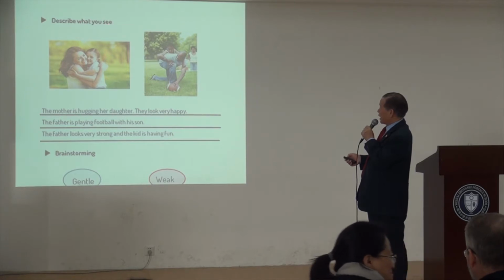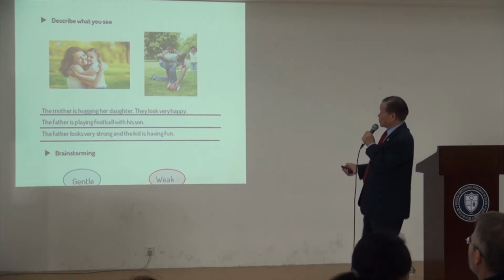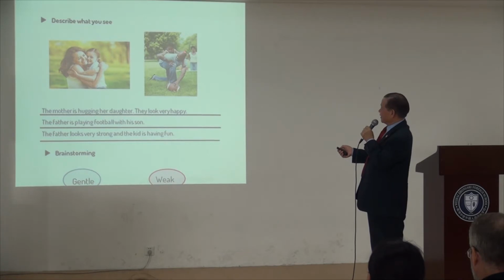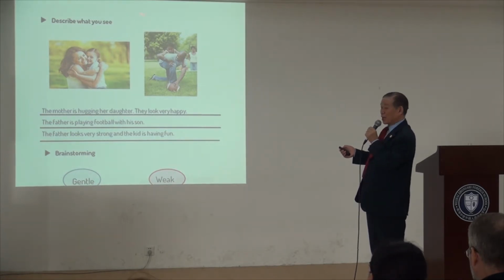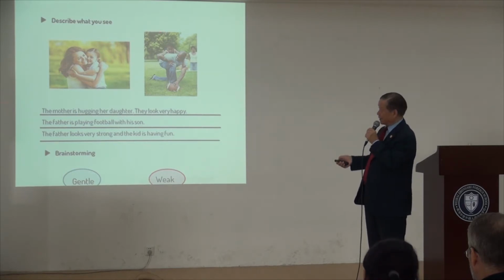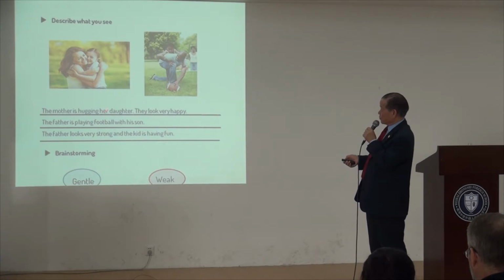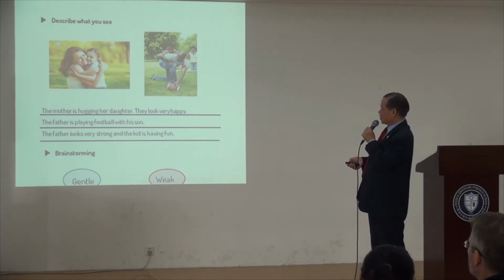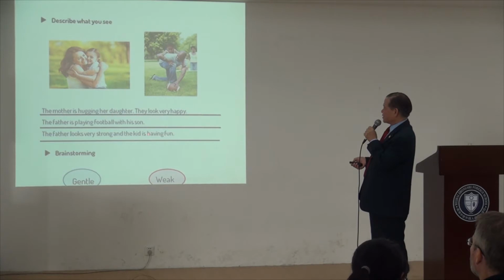Describe what you see at first step. As the pictures suggest, how about these things? Two pictures like that. The topic of this is moms are the best parent. We showed two pictures like that. Compare them. For example, I can describe like this: the mother is hugging her daughter. They look very happy. The father is playing football with his son. The father looks very strong, and the kid is having fun.